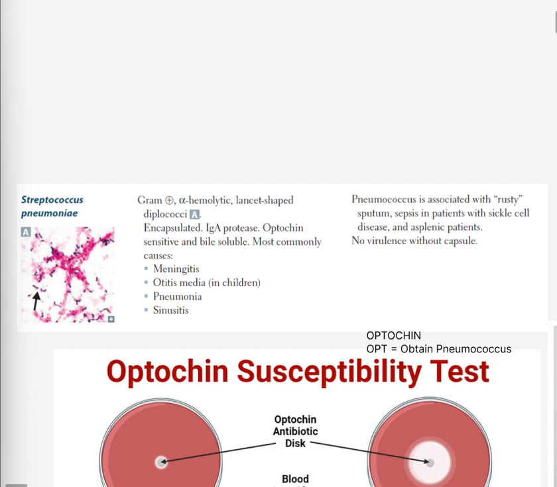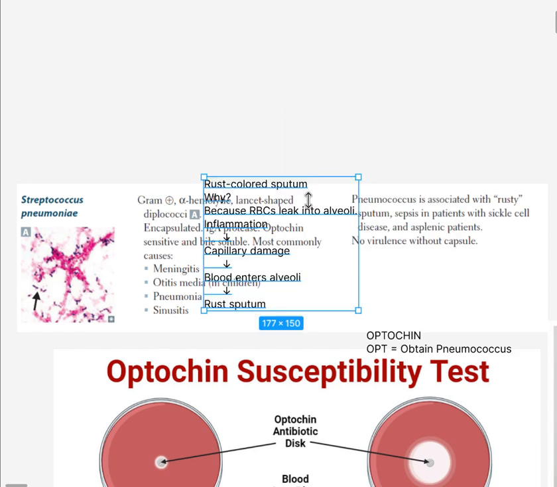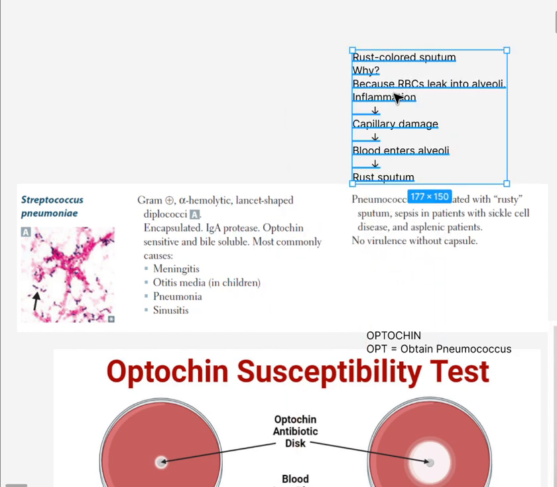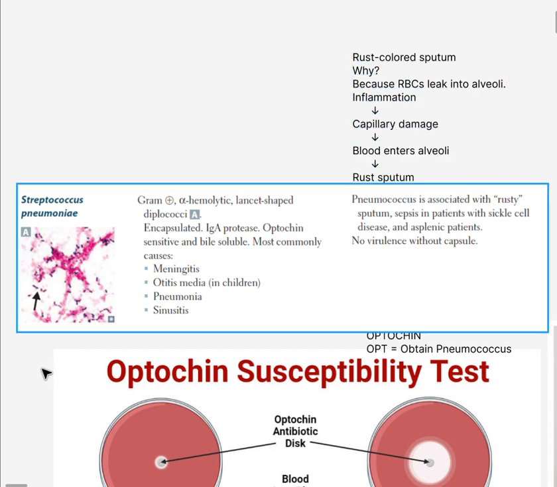Now, important to remember, it produces a rust-colored sputum. Why? Because RBCs leak into the alveoli. Since the RBCs leak into the alveoli, they cause inflammation, capillary damage, blood enters the alveoli, and thus you get the rust sputum. That's why you get the rust sputum, right?